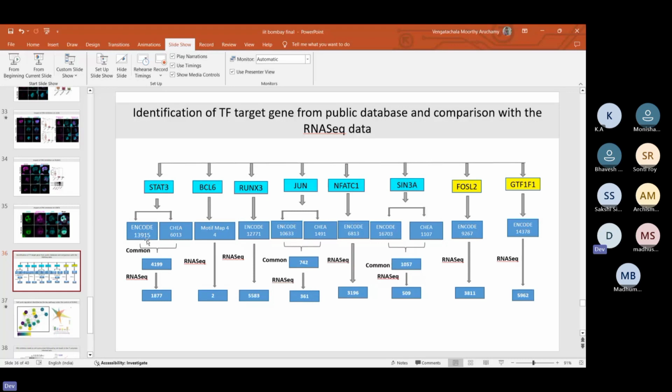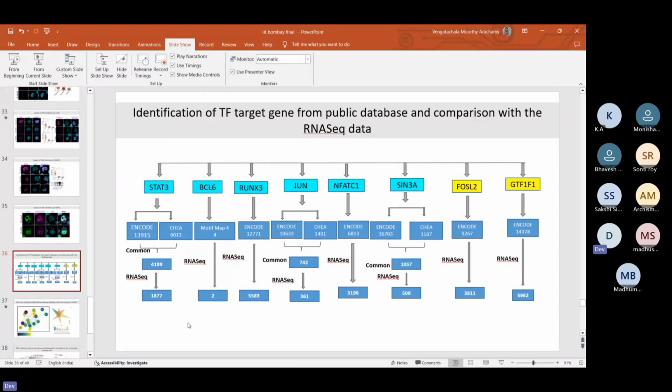This way, we downloaded all the data from public databases. Wherever only ENCODE was available, we took ENCODE. Where both ENCODE and ChEA were available, we took both and identified the common genes between these databases. We looked for the common ones where possible, and where only one database was available, we directly took all the genes from that database.